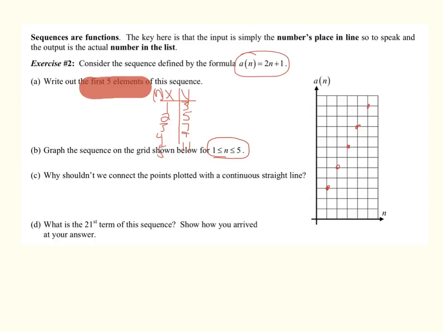Okay? All right, let's continue to D, I'm sorry. What is the 21st term of the sequence? Show how you arrive at your answer. So if I'm looking for the 21st term, all I'm doing is taking my 21st term and plugging it in for n, because remember, n stands for term. So I'm going to say 2 times 21 plus 1. 2 times 21 is 42, plus 1 is 43.